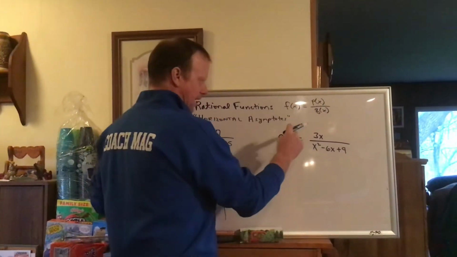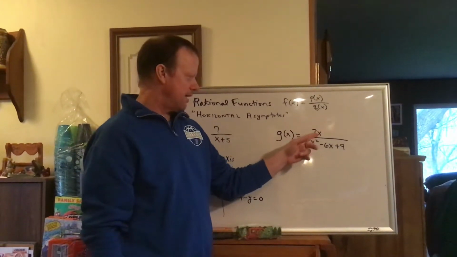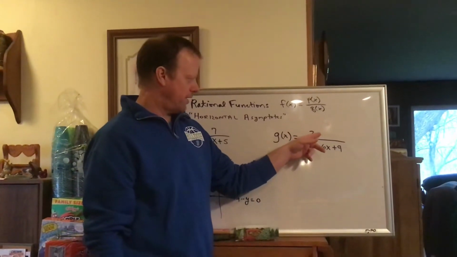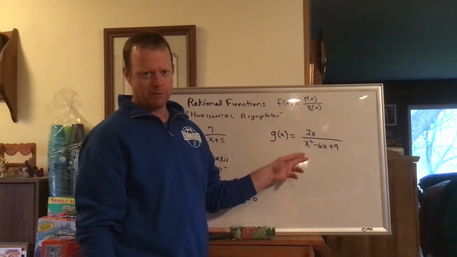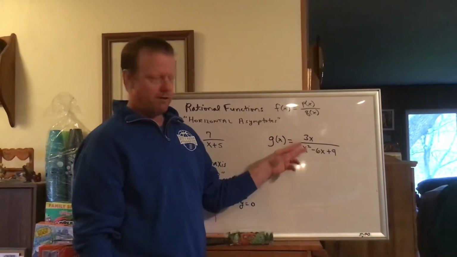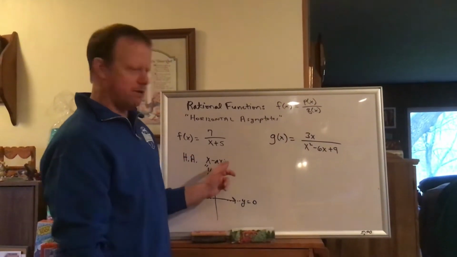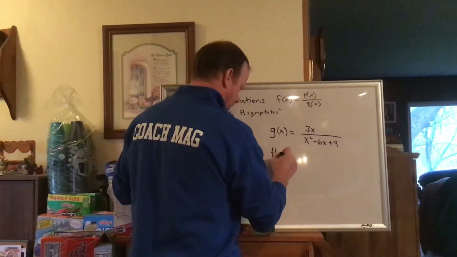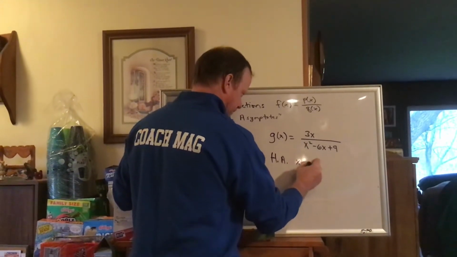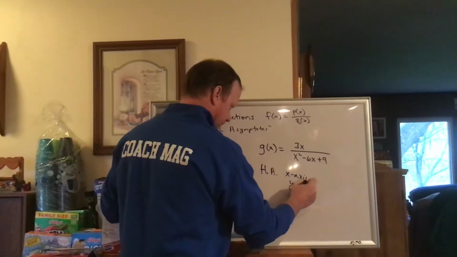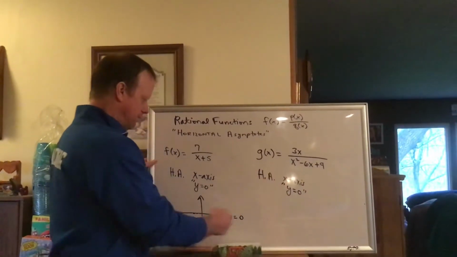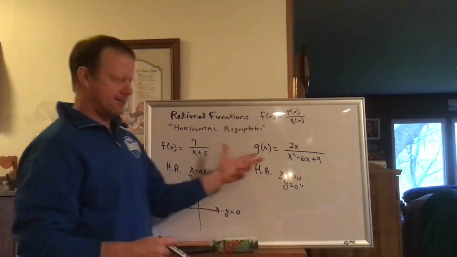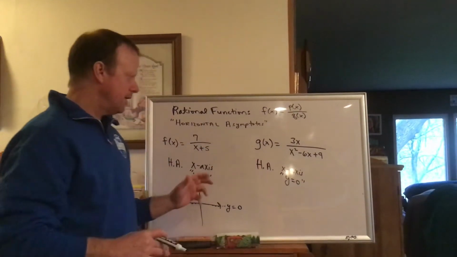Also, if you have a function like this, with variables on the top and the bottom, but the highest exponent on top is less than the highest exponent on the bottom, then same situation: the horizontal asymptote is also going to be the x-axis, y equals 0. So in both of these situations, there's going to be a horizontal asymptote at the x-axis. Alright, so that's that scenario.